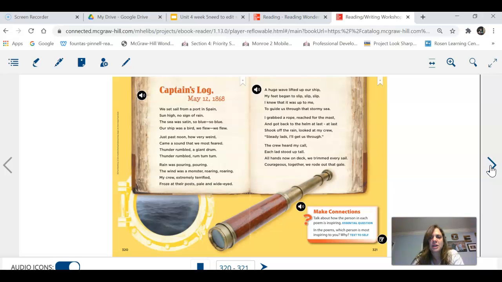Shook off the rain, looked at my crew. Steady, lads, I'll get us through. The crew heard my call. Each lad stood up tall. All hands now on deck, we trimmed every sail. Courageous, together, we rode out that gale.